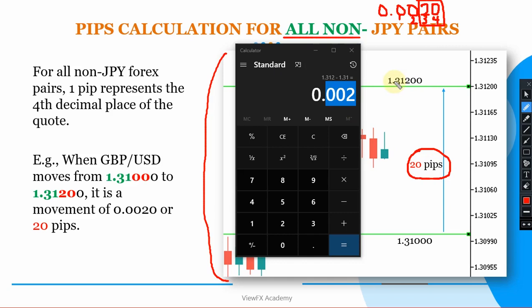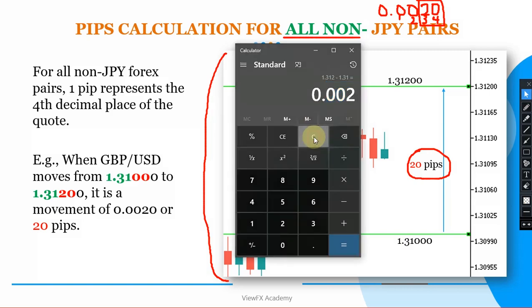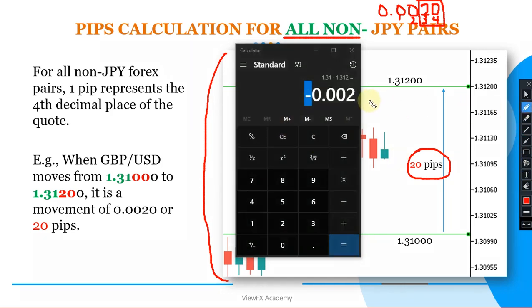Now in this example, I subtracted this one from this. Now I'm going to turn it the other way around. I'm going to subtract this one from this because I want to show you something. So I start with this one below, 1.31000, subtract 1.31200. Now what I'm seeing here is a negative. So what I'm saying is that you ignore this negative, throw it away, we don't need it. So that at the end of the day, you're still going to have 0.0020, which still gives us the 20 pips.